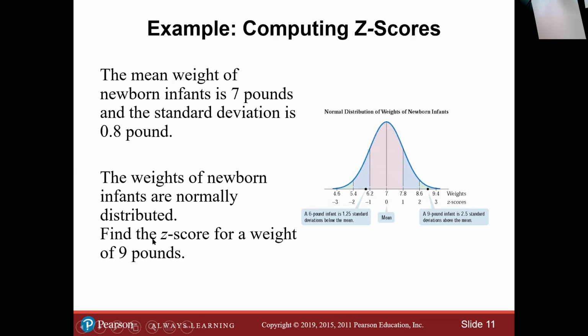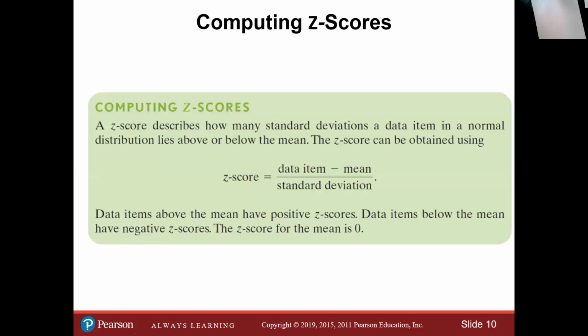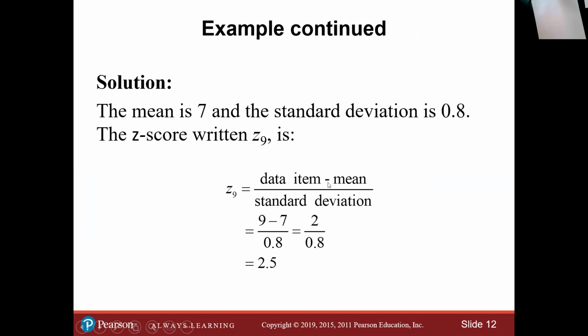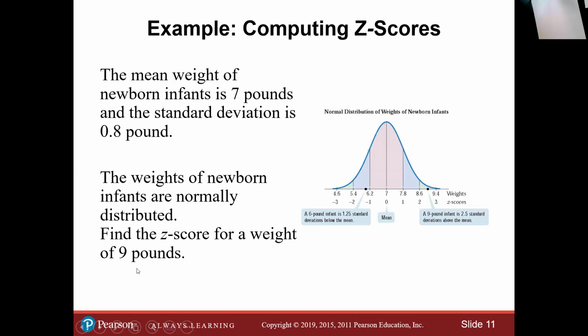So it says find the z-score for a weight of 9 pounds. Well, we'll use this formula. The data item is 9 pounds minus the mean, which is 7, divided by the standard deviation, which is 0.8. Use the formula. The z-score corresponding is 2.5, which makes sense. 9 pounds would fit somewhere here to the right.